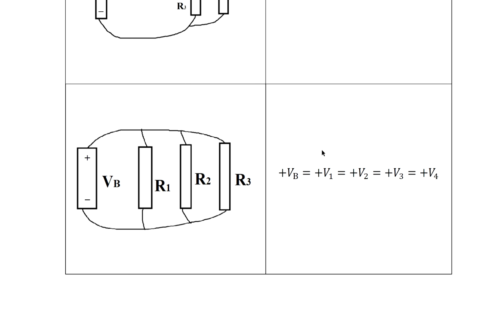Here, voltage of the battery equals voltage 1 equals the voltage drop through resistor 2 equals the voltage drop through resistor 3. And there is no resistor 4, so this is a mistake.